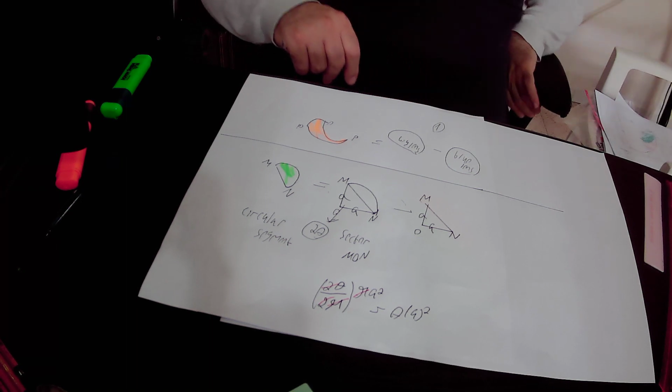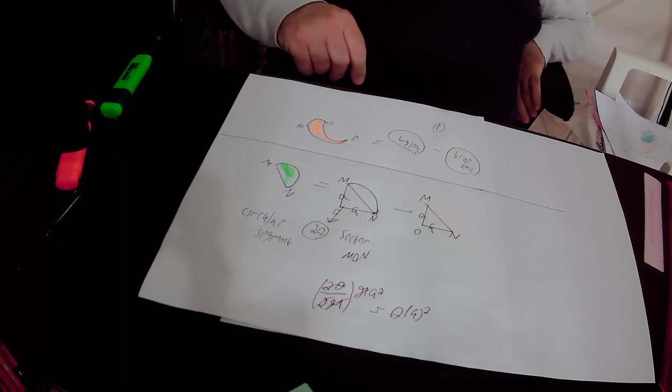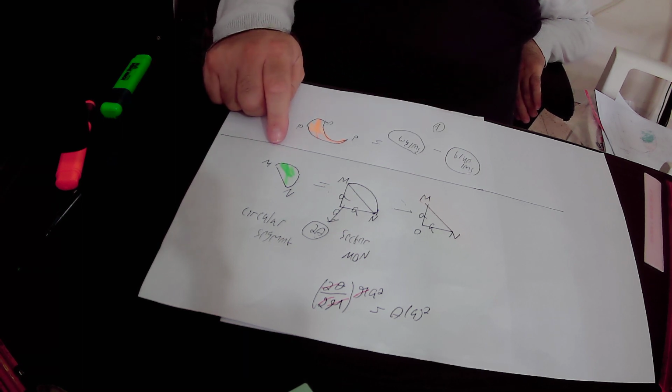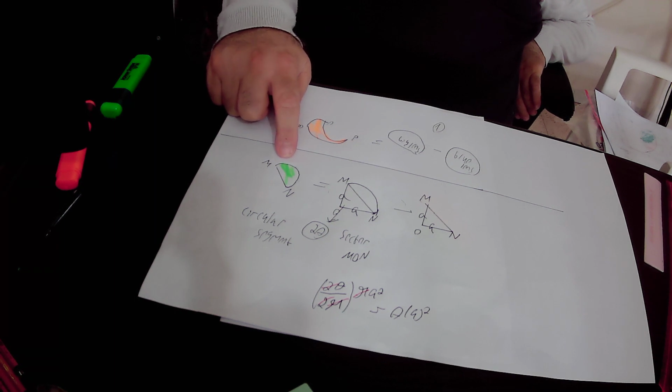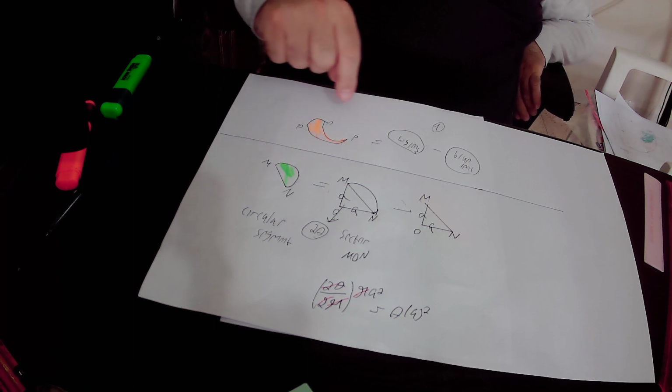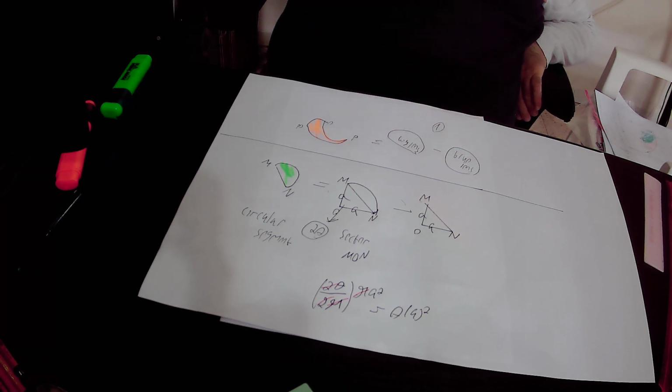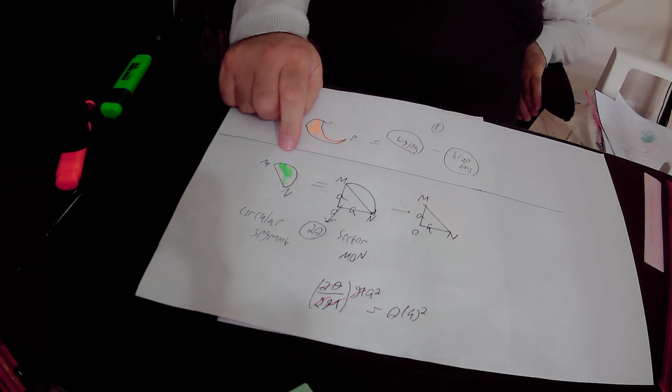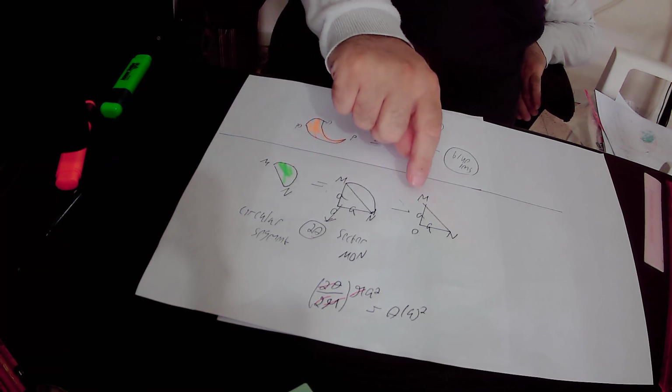Now our mission is to find the area of the blue lens. The area of the blue lens consists of two circular segments. In the first step, we find the area of the upper circular segment, this one, and then we find the area of the lower circular segment. We add them together, and in this way we find the area of the blue lens. So what is the area of this green circular segment? It is equal to the area of sector MON, this sector, minus the area of triangle MON.